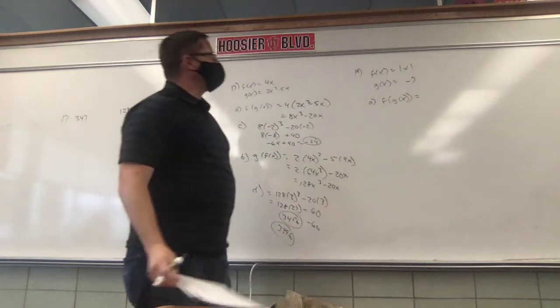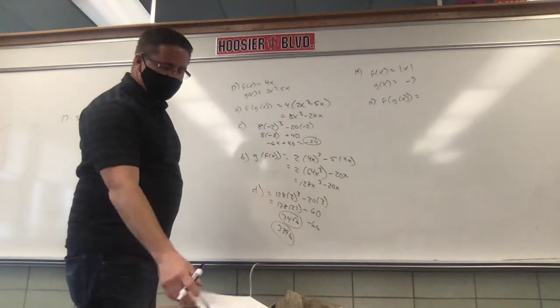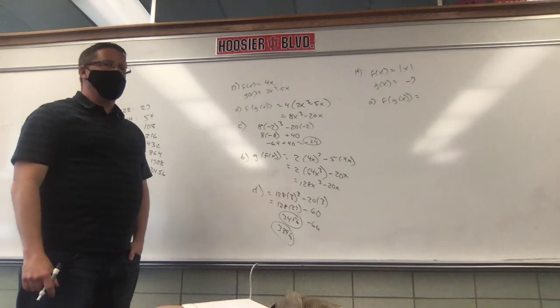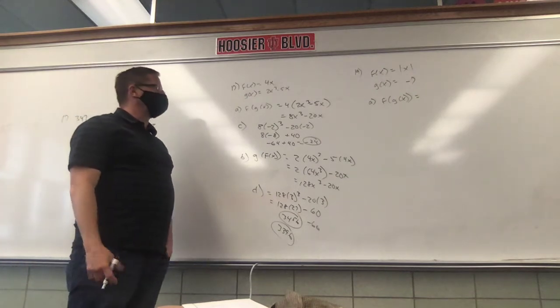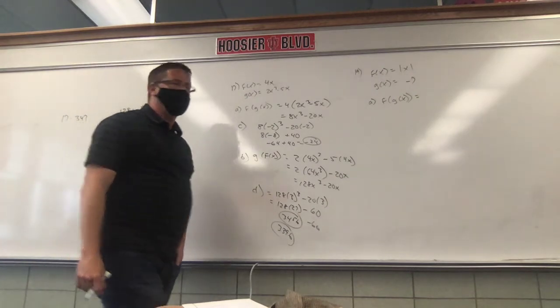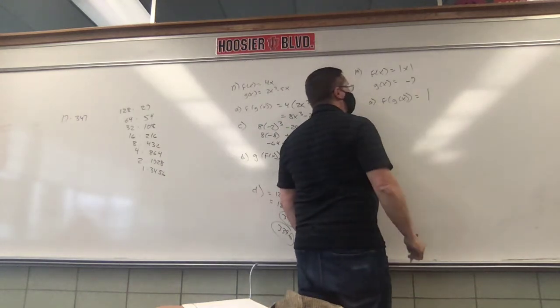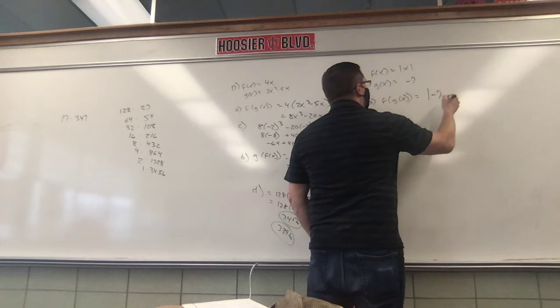So we start writing the f function, but when you get to an x on the f function, plug in the g function. So what's the first thing I'm going to put if I'm going to start writing the f function? Absolute value. Oh, there's an x. What do I put in for it? Negative 7. And then continue writing the f function.